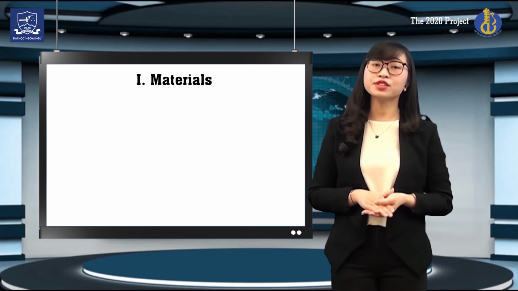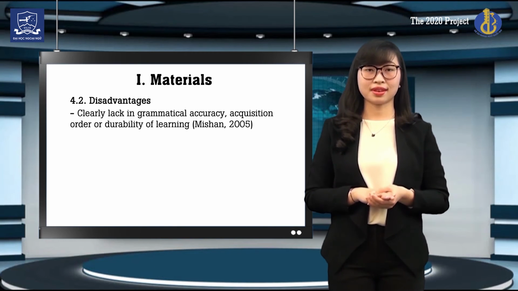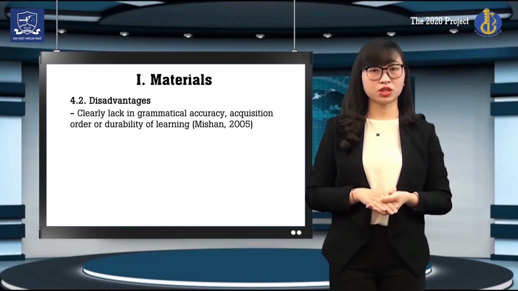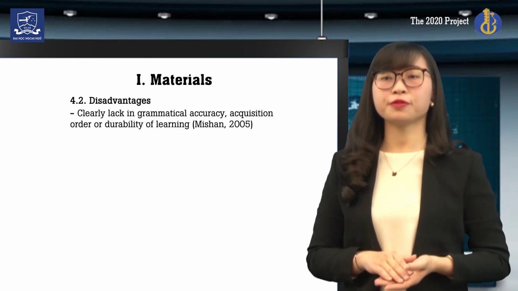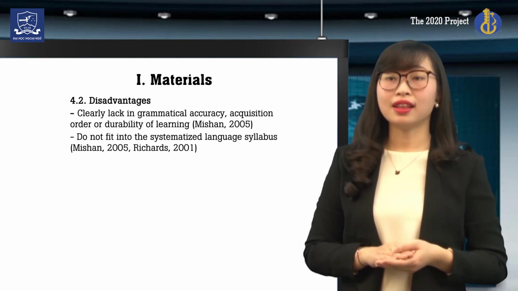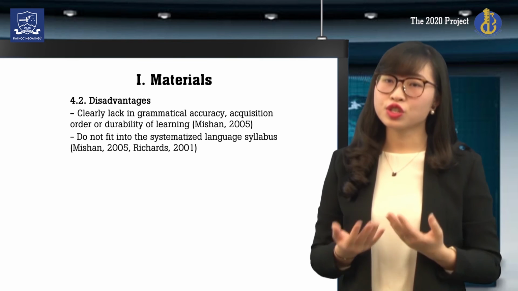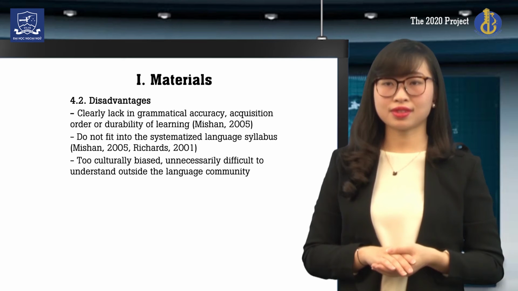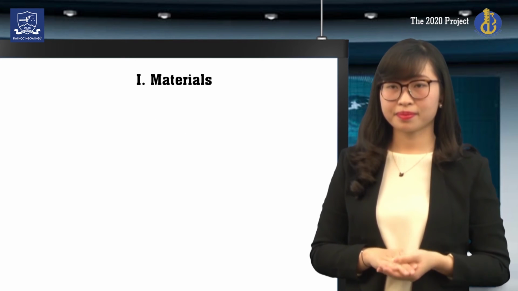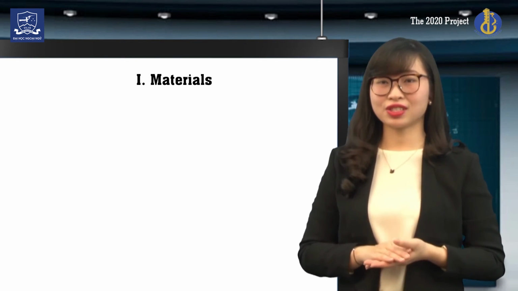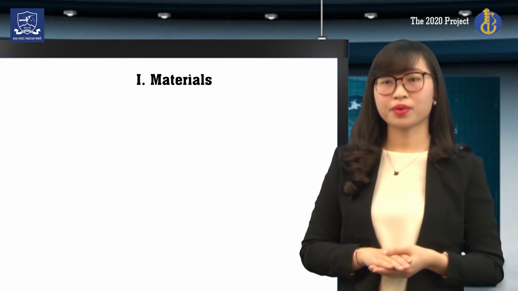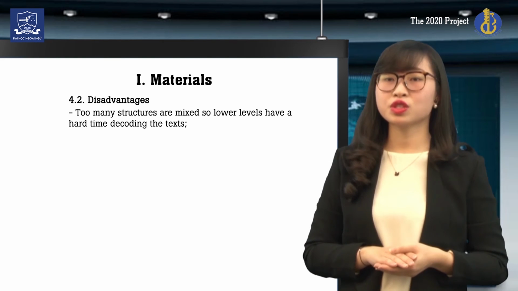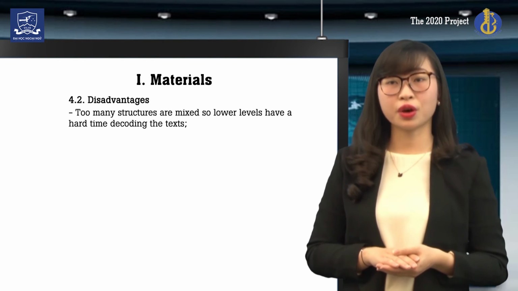Authentic materials tend to clearly lack grammatical accuracy, acquisition order, or durability of learning, according to Michon. They do not fit into the systematized language syllabus, and are too culturally biased, unnecessarily difficult to understand outside the language community. The other disadvantage of authentic materials is, first, too many structures are mixed, so lower levels have a hard time decoding the text.